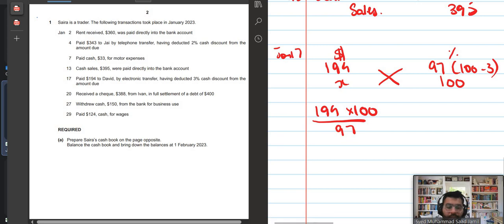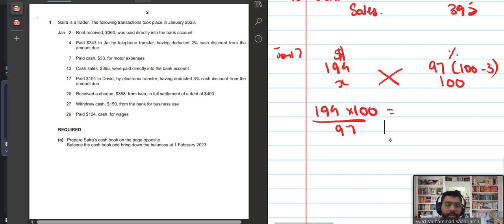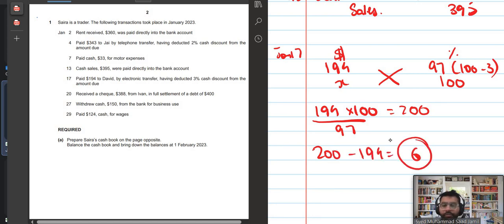We can use the calculator if you guys want. So 194 multiplied by 100 divided by 97. 200. So the actual amount was 200. But how much did we pay? 194. So 200 minus 194, that's 6. So how much was the discount? Cash discount was 6. Now let's make the double entry.